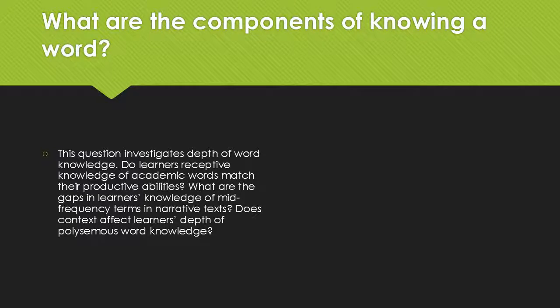Next we have, what are the components of knowing a word? The research problem relating to the components of knowing a word often involves the investigation of what it truly means to know a word. That is, for example, does the receptive lexicon match the productive lexicon? Or are there gaps in students' knowledge of a particular type of word? Or how does context affect learners' depth of polysemous word knowledge?